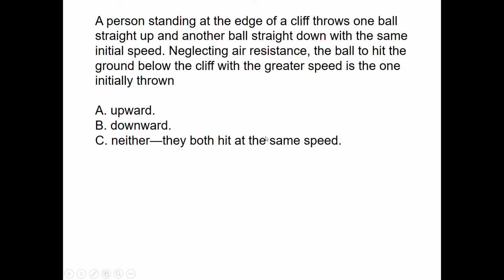Second question. Person standing at the edge of a cliff throws one ball straight up and another ball straight down with the same initial speed. So I do an experiment where I have 2 balls, one thrown up at 3 meters per second, one thrown down at 3 meters per second, and we can ignore air resistance in their subsequent motion. So if we ignore air resistance, which ball hits with the greater speed when it hits the ground?